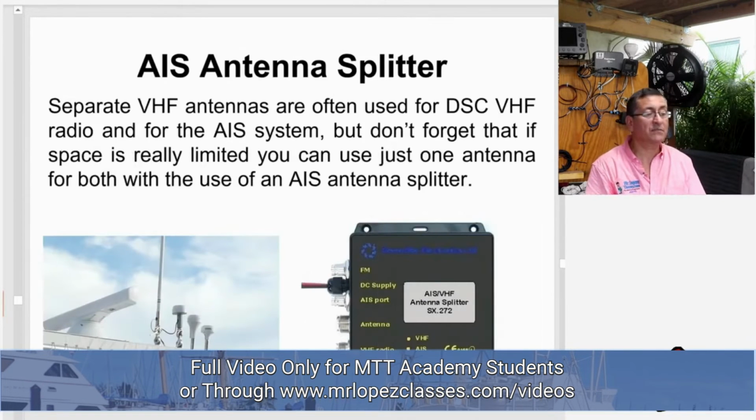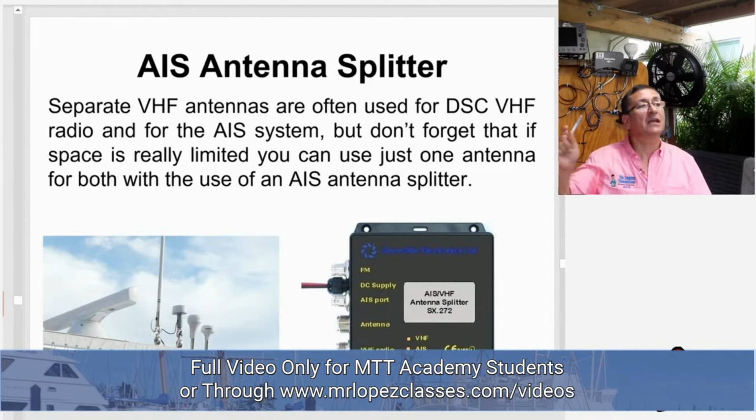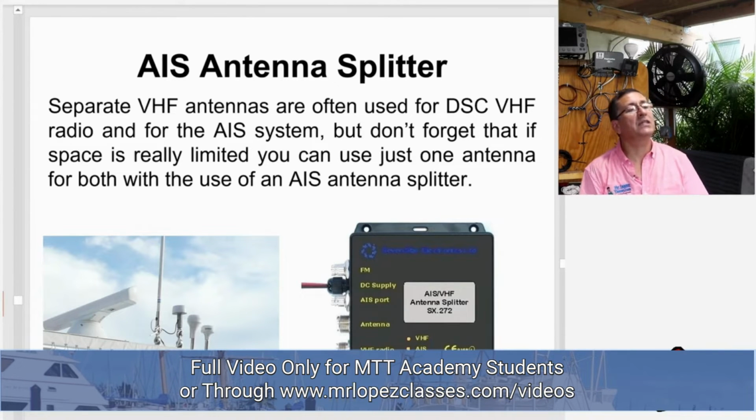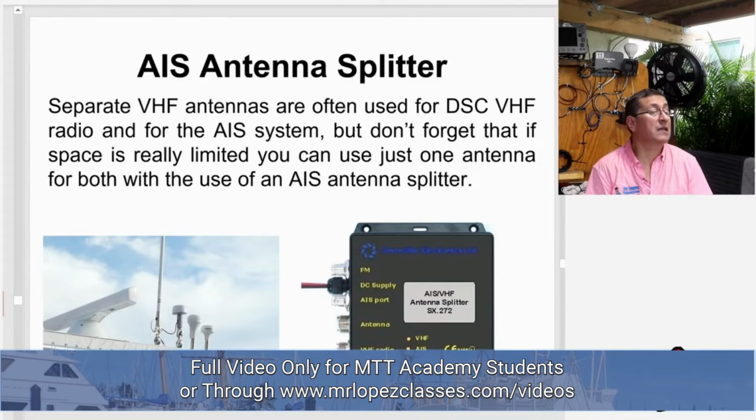Don't forget that if space is the limitation, you can use one antenna and a splitter, like the splitter that you have on the screen. The recommendation is to install one antenna and split the signal with the splitter that you have on the screen. And of course you can use two radios with one antenna. One radio in the pilot helm, like on the screen, and another radio in the fly bridge, both of them using the same antenna. Why is this recommended? Because normally you use one radio at a time.